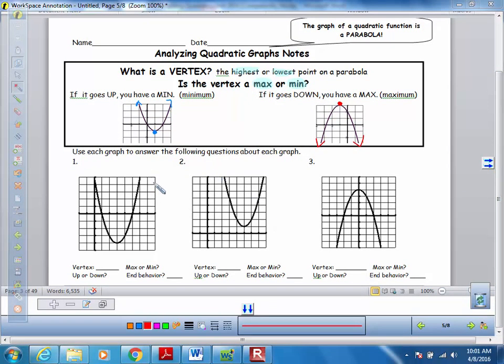So, our vertex. We're going to find the point of our vertex. So, in number 1, if we're looking for our vertex, it's this point right here. How would I find the point for that? The coordinates. Does anybody know?